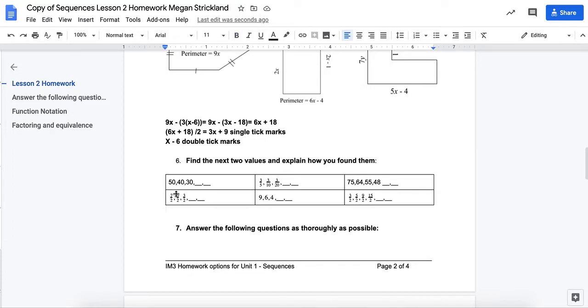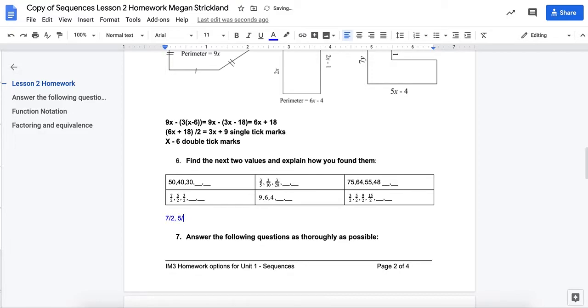If I wanted to continue this one, we have 7 over 2, 5 over 2, 3 over 2. Now what's 3 minus 2? It's 1, and then we put it over 2. And what's 1 minus 2? It's negative 1, and we put it over 2. So we noticed the numerator, which is the top, was subtracting 2 each time. We took the top and subtracted 2 each time, and we kept the bottom as 2 because all the bottoms were 2.